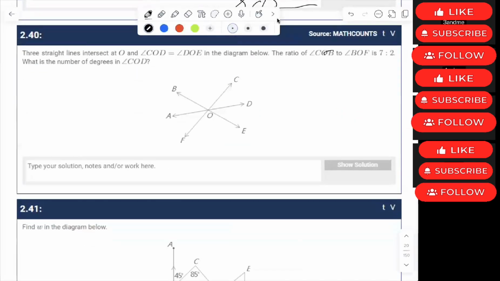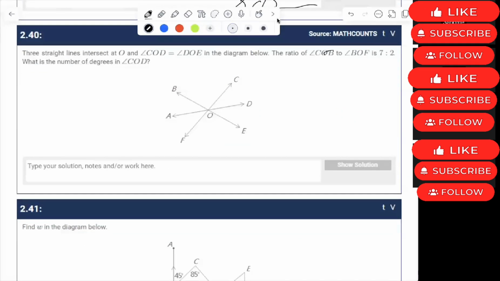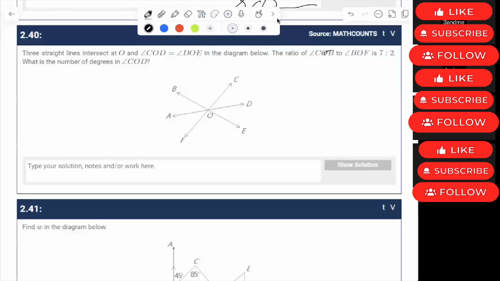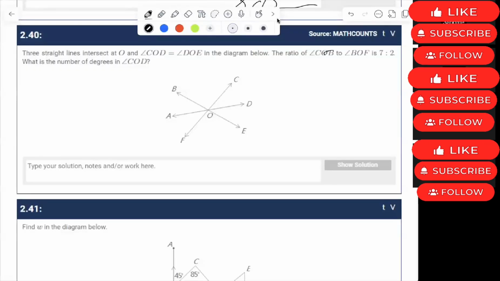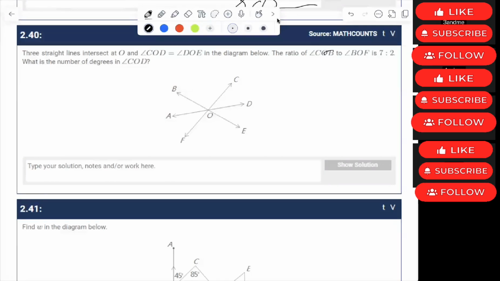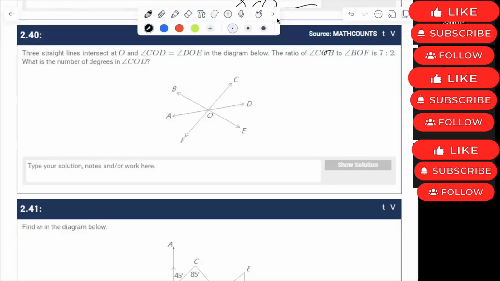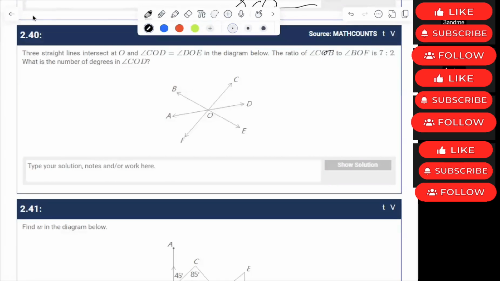Now let's move to 2.40. Three straight lines intersect at O, and COD is equal to DOE in the diagram below. The ratio of COB to BOF is 7 to 2. What is the number of degrees in COD? I'll let you guys have a try on this question and tell me through chat.